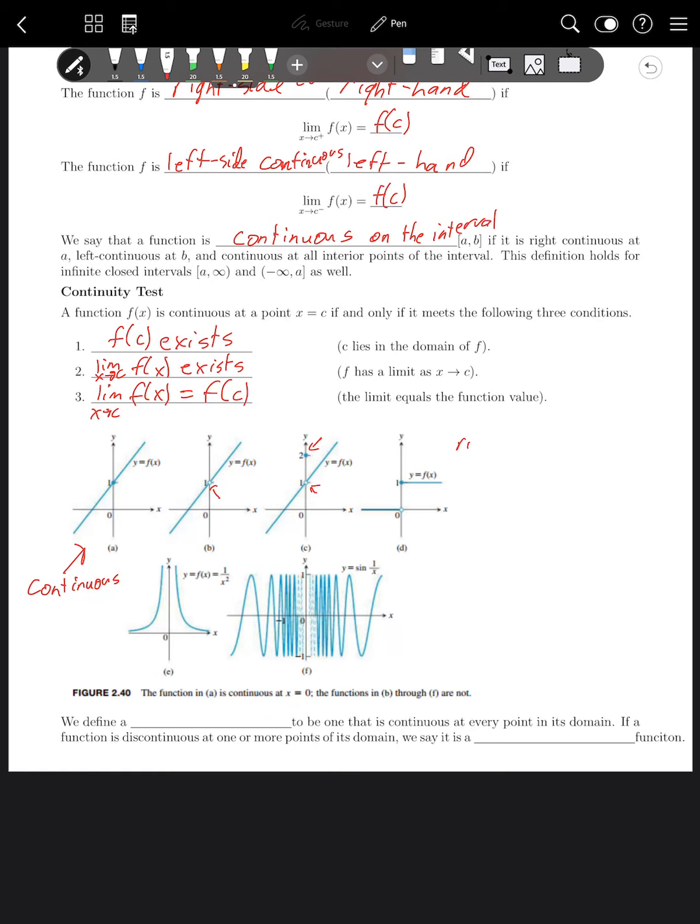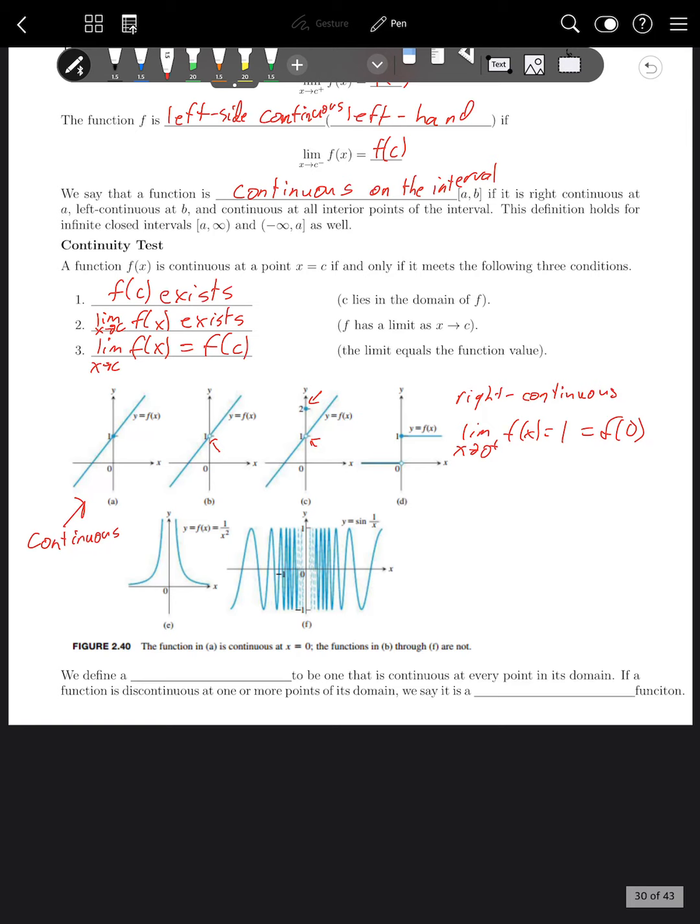But this one would be right continuous, because on the right-hand side, the limit as x approaches 0 from the right of f of x equals 1, which is equal to f of 0. So that one would be right side continuous, but it's not continuous in general. The other two down here at the bottom are both not continuous because there is no limit at either one of these. So these break rule 2. There is no limit there. So those are not continuous there either.